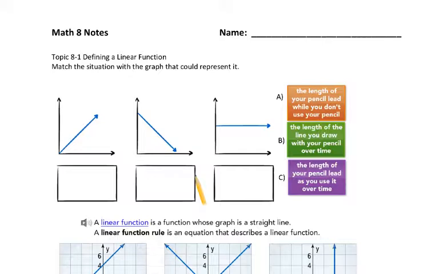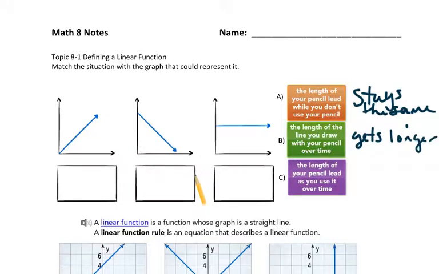For A, it says the length of your pencil lead while you don't use your pencil. B says the length of the line you draw with your pencil over time. And C says the length of your pencil lead as you use it over time. So if we take a look at each one of those, we want to think about what happens to each one. For A, the length of your pencil lead while you don't use it stays the same. The length of the line you draw with your pencil over time gets longer. And the length of your pencil lead as you use it over time gets shorter.